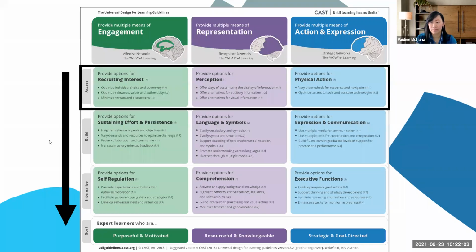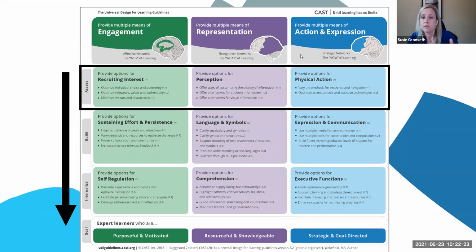Okay. So I'm going to skip ahead just a second, and then I'll come back. So in the framework, we had that horizontal orientation. I wanted to talk through this vertical orientation too. Those guidelines are organized in 3 levels within each of the 3 principles.